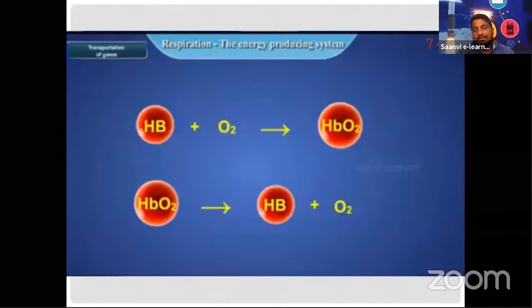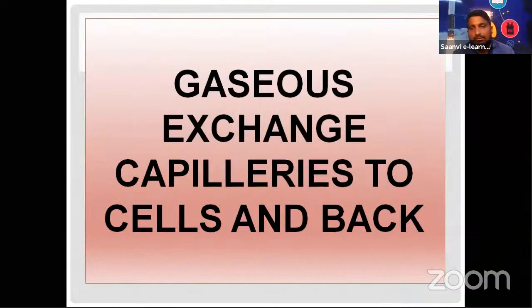Okay, that's why here hemoglobin plus oxygen gives rise to oxyhemoglobin HbO2. It can also be done in reverse, like HbO2 gives rise to Hb plus O2. Okay. Now, gas exchange between capillaries and cells and back. This topic we can discuss in the next session.